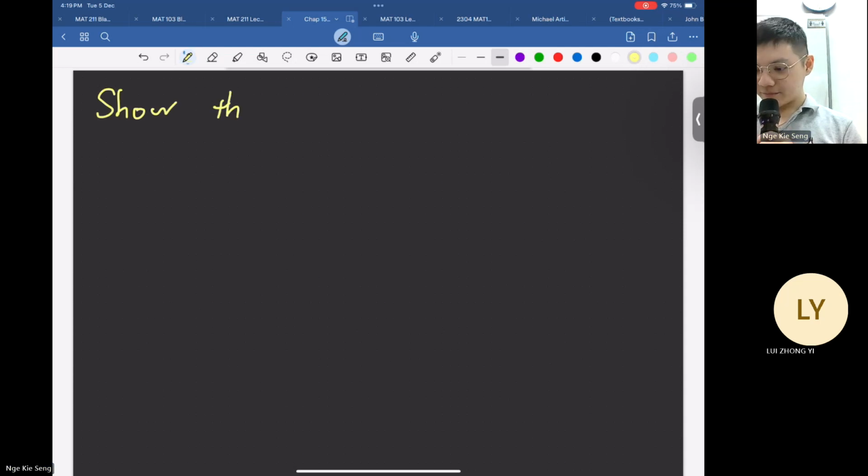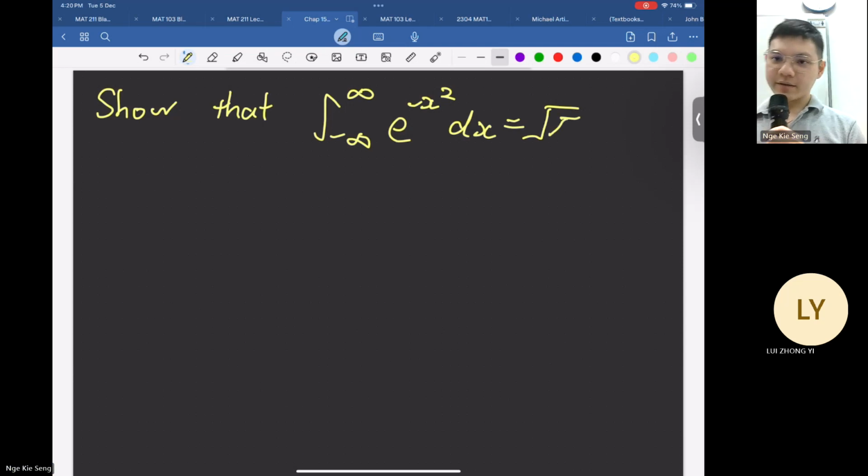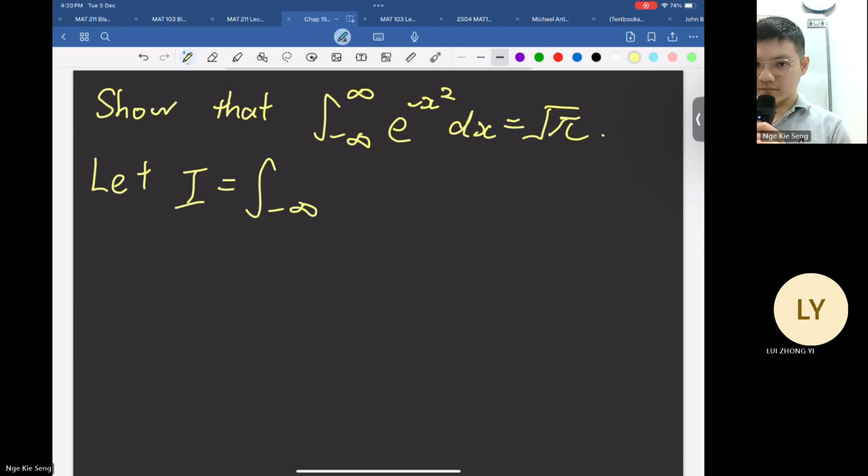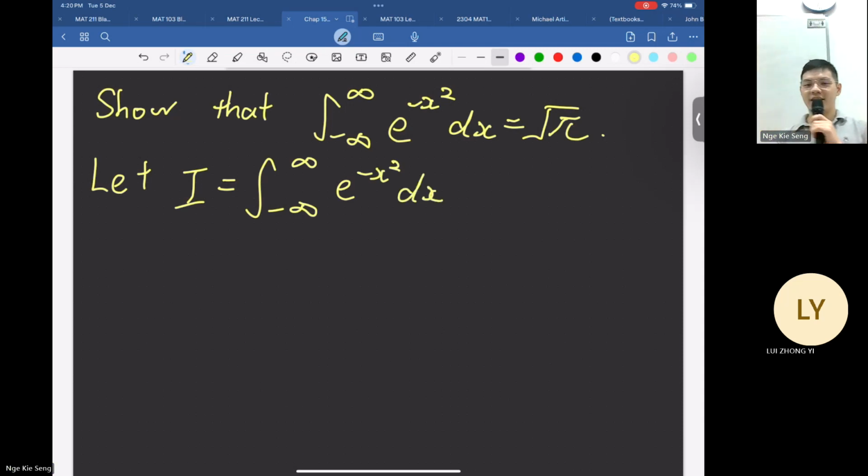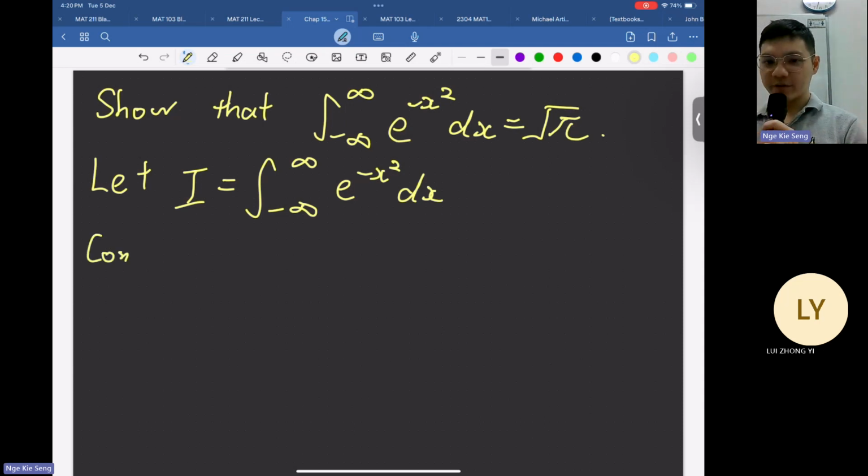Show that this integral is actually square root pi. So how to do this? We're going to use a polar coordinate, but here there's only one coordinate. How to make it polar? Polar, you need 2. How to introduce another variable? Any guess? How to make 2 variables out of 1 variable?